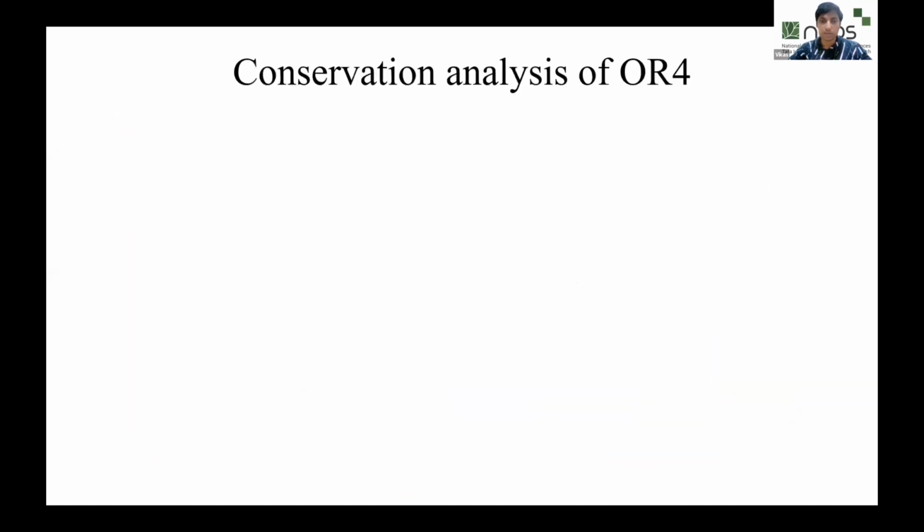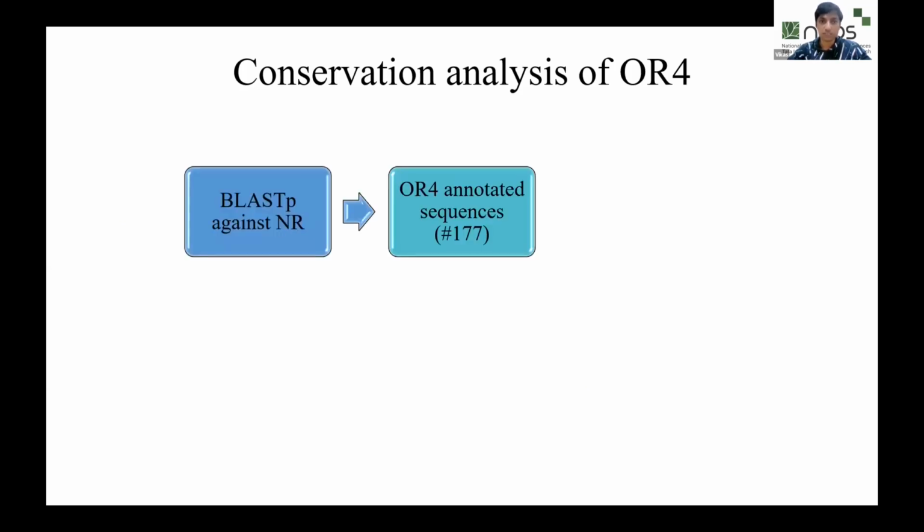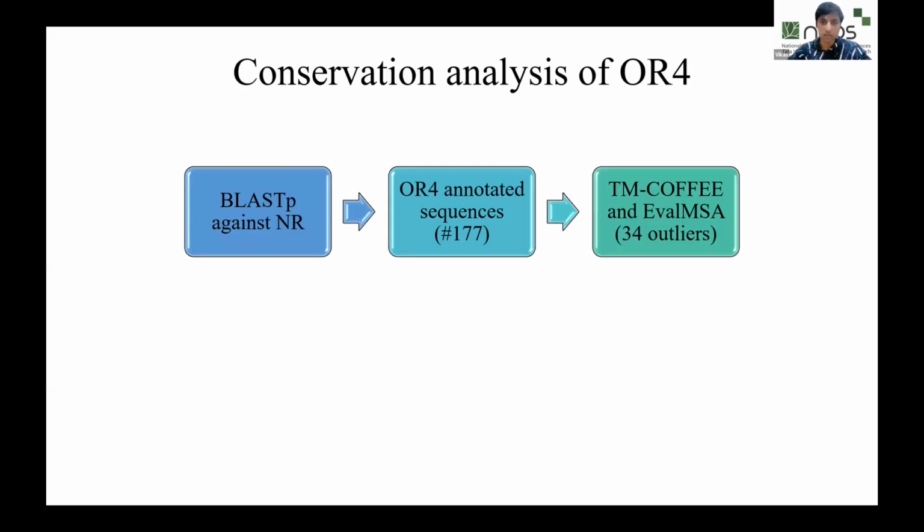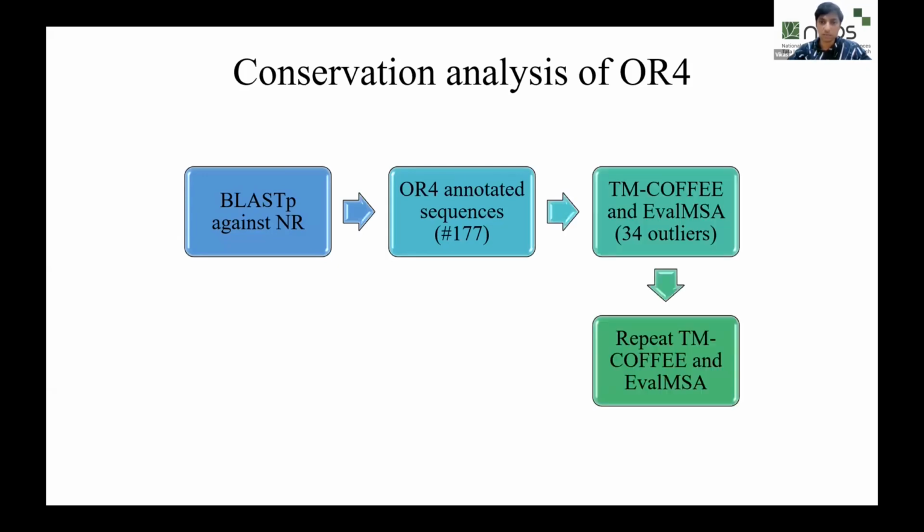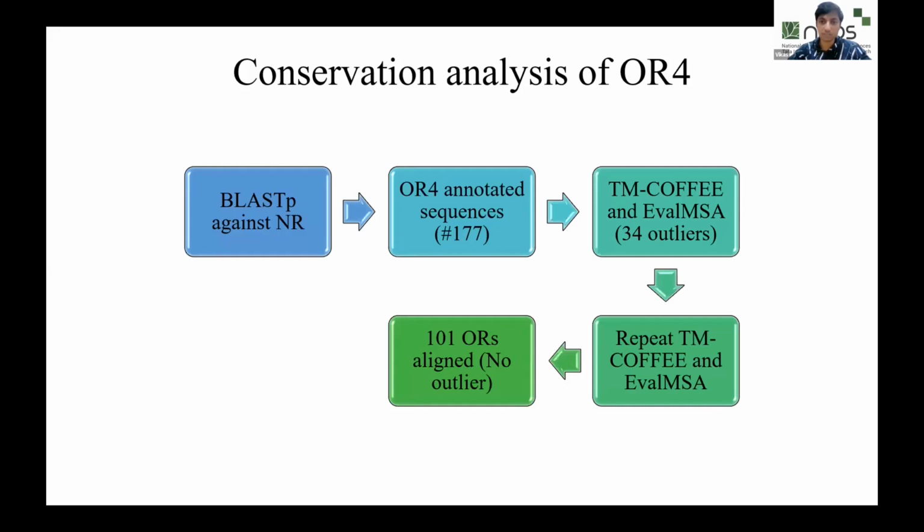As we mentioned, ORs belong to a family which has a very diverse set of sequences. So we wanted to understand if there are any particular structural elements which remain conserved in OR4. For this, we extracted all the OR4 sequences and did multiple sequence alignment, removed the outliers, and repeated this exercise. Finally, we had around 100 OR sequences, and we did the conservation analysis using ConSurf.